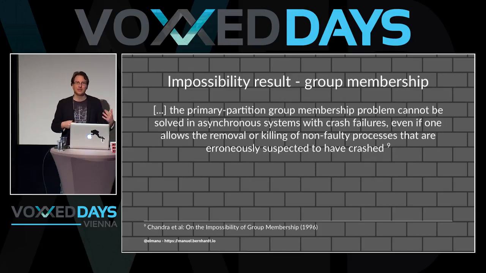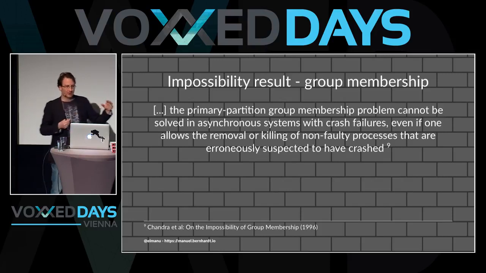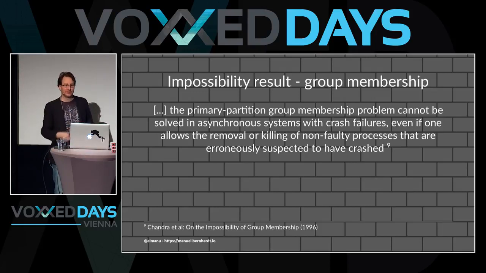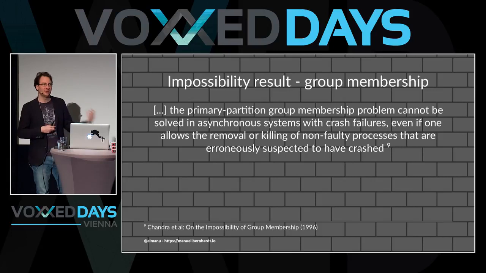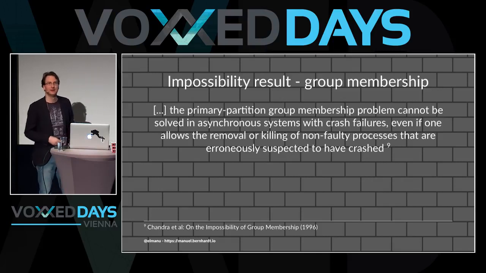And then for a long time in the research community, there was this belief that if you let nodes, when they suspect one, remove that one suspected node and say, okay, they're gone, then you could still have this primary partition, this nice world where everybody is there. But it turns out that this was proven to be impossible in 96 by Chandra et al., on the impossibility of group membership. That result itself is based on another result, which is very well known in distributed systems, the FLP impossibility result. So the point here is that it's enough to have one process that has crashed in an asynchronous network so that you can't reach consensus anymore. So again, we're doomed here.